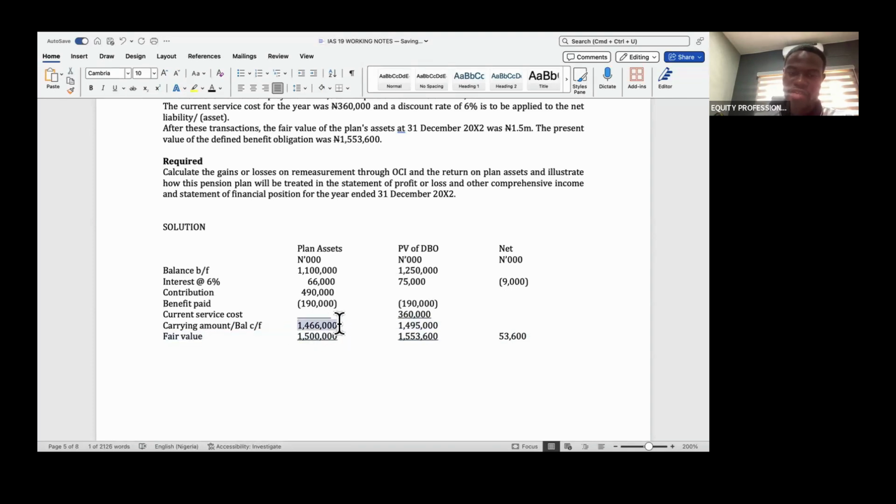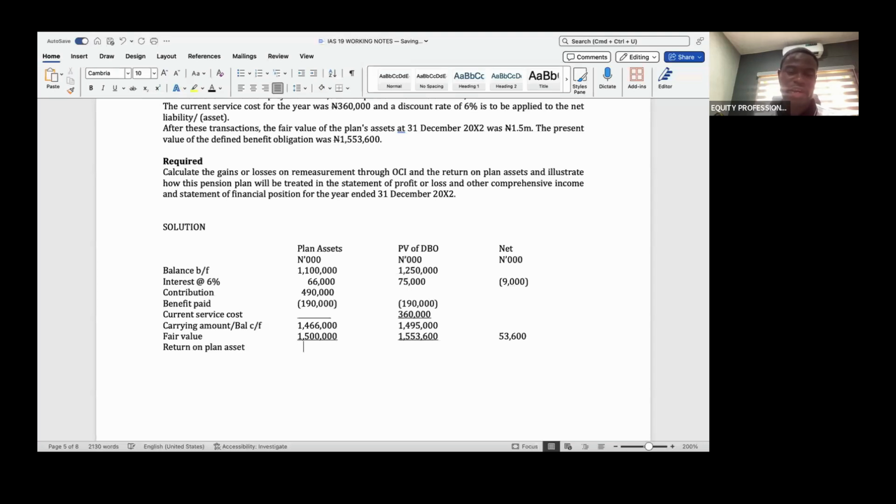We also get to look at changes in value, because if you look at our plan assets, based on what we recorded in our books, it was 1,466. But the actuary came and said that the value of your plan asset is actually higher than what you have in your books. It should be 1.5 million. That's like a gain to us. It's a gain. So we'll have what we call return on plan assets. For plan assets, whether it's a gain or loss, it's still called return on plan assets. And it usually finds its way into OCI.